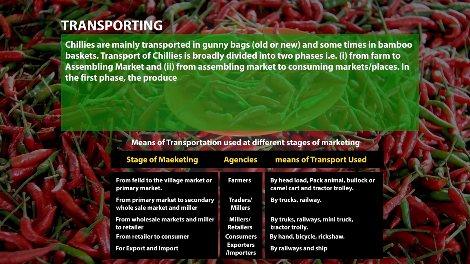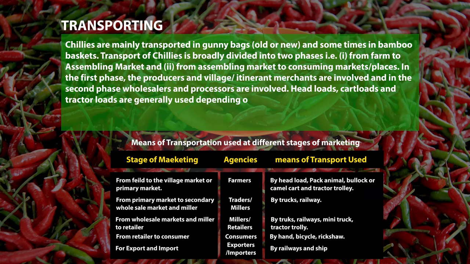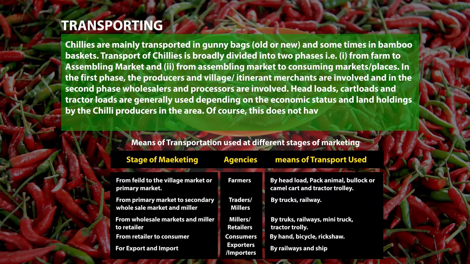In the first phase, the producer and the village itinerant merchants are involved, and in the second phase, wholesalers and processors are involved. Head loads, cart loads, and tractor loads are generally used depending on the economic status and land holding of the chili producers in the area. Of course, this does not have any bearing on the dispatches of chilies from the marketplace.